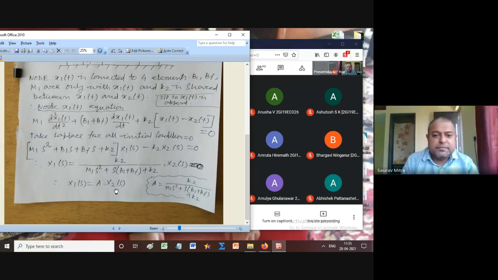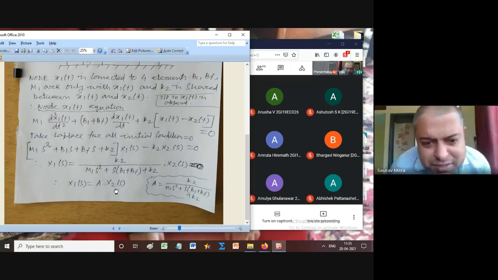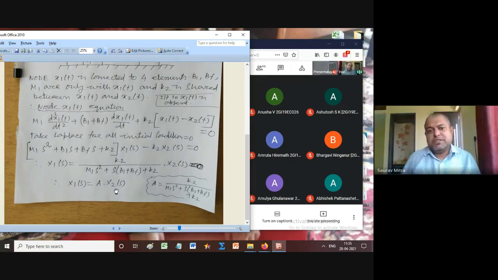Is it understandable so far? Don't get confused with the complicacy of the equations, but just understand the process. First you have to draw the free body diagram. From there you have to write down the equation of x1(t). After writing x1(t), this becomes x1(s) and x2(s) separately. Represent x1 in terms of x2. So you are finding x1(s) is equal to A x2(s), where A is equal to k2 divided by m1s square plus s into (B1 plus BF) plus k2.